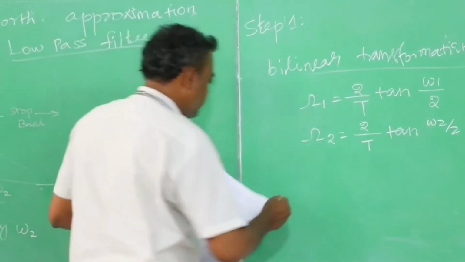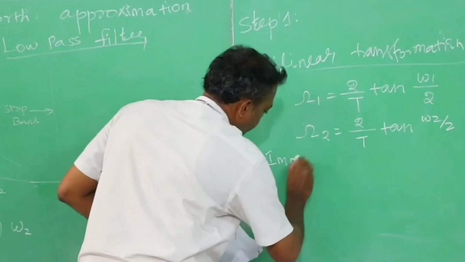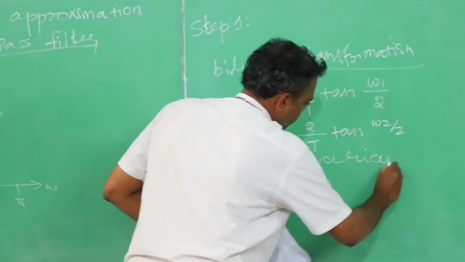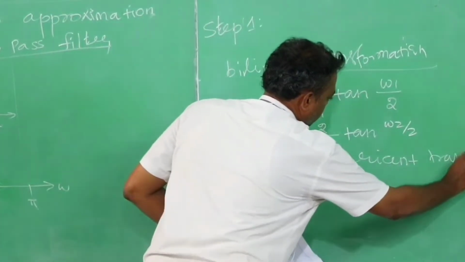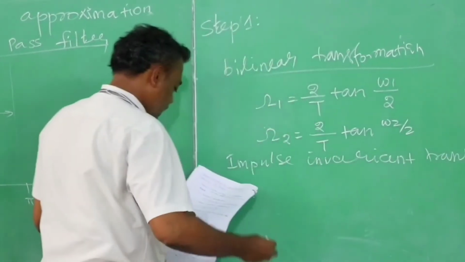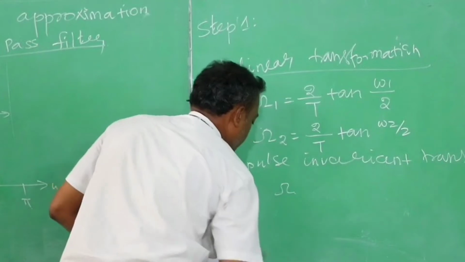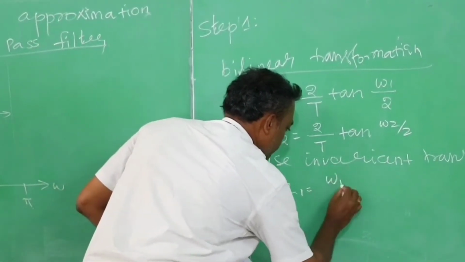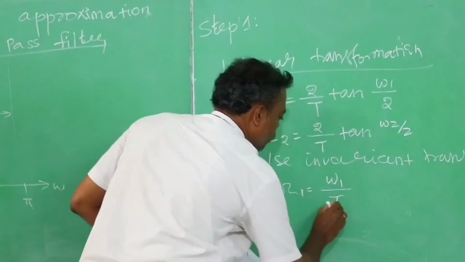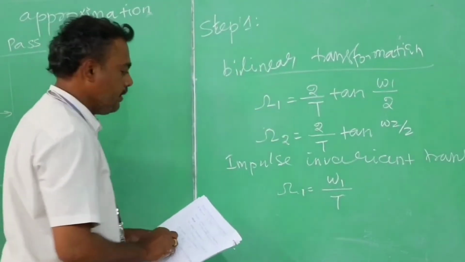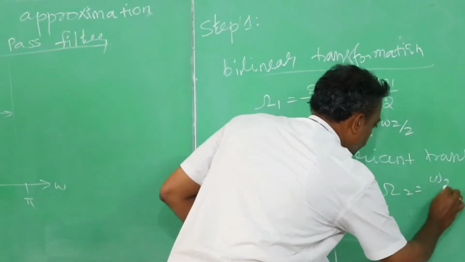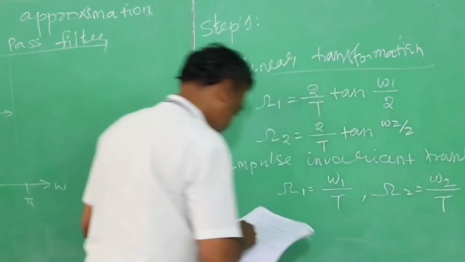The other transform is the impulse invariant transform. In this case, the analog frequency ohm 1 is equal to the digital frequency omega 1 divided by T. T is called the sampling period. In the same way, ohm 2 is equal to omega 2 by T.